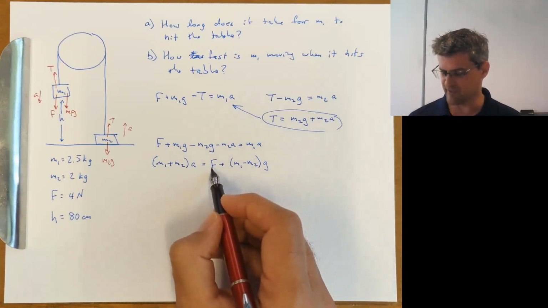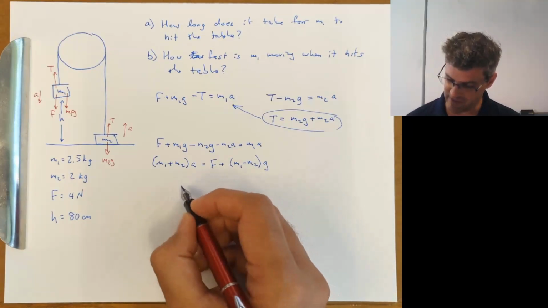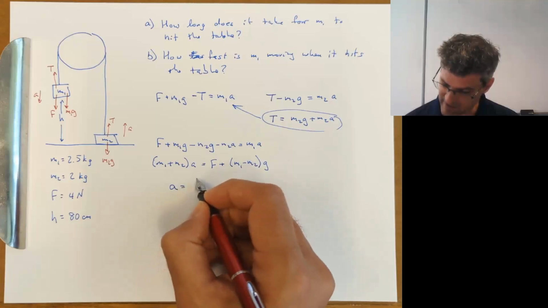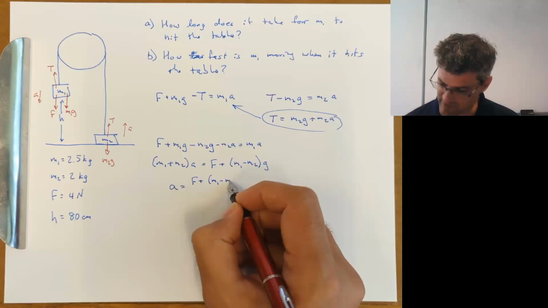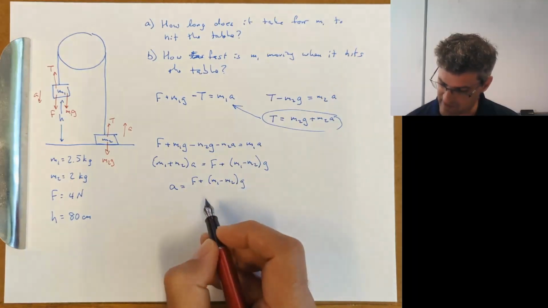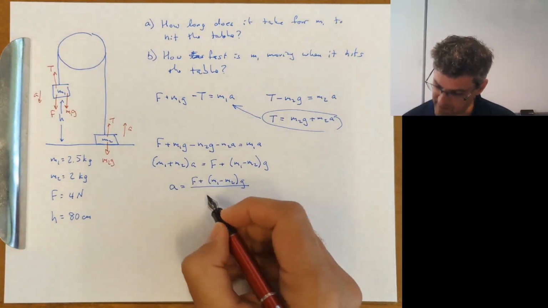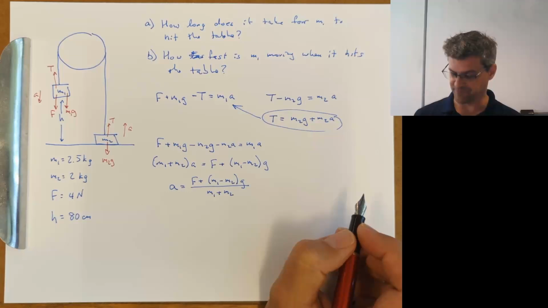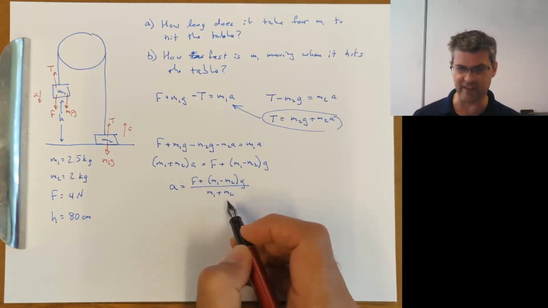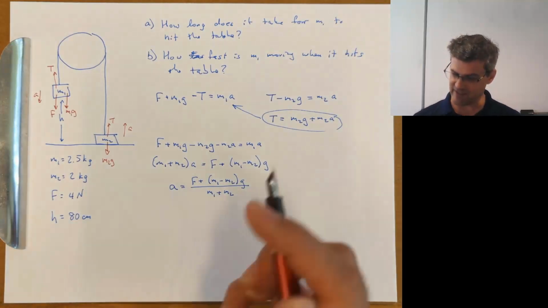So force, kilogram meters per second squared, is a Newton. Kilogram meter per second squared, these are all consistent units. But the acceleration is F plus (M1 minus M2)G divided by M1 plus M2. Newtons divided by kilograms is going to be meters per second squared. So this really is an acceleration.